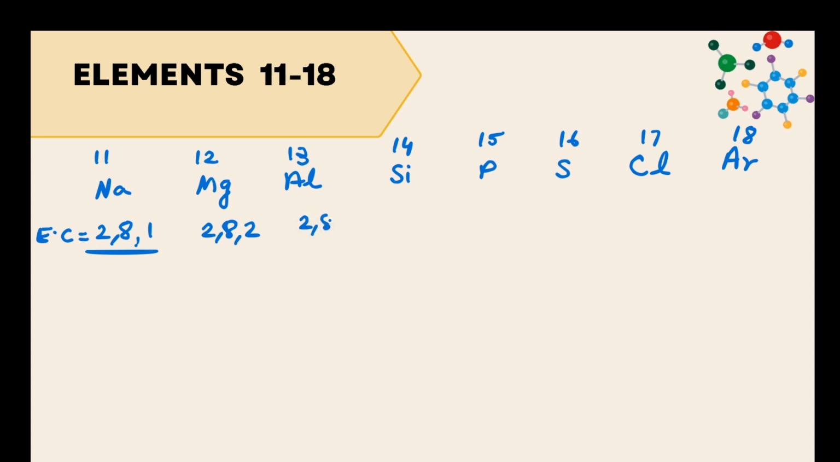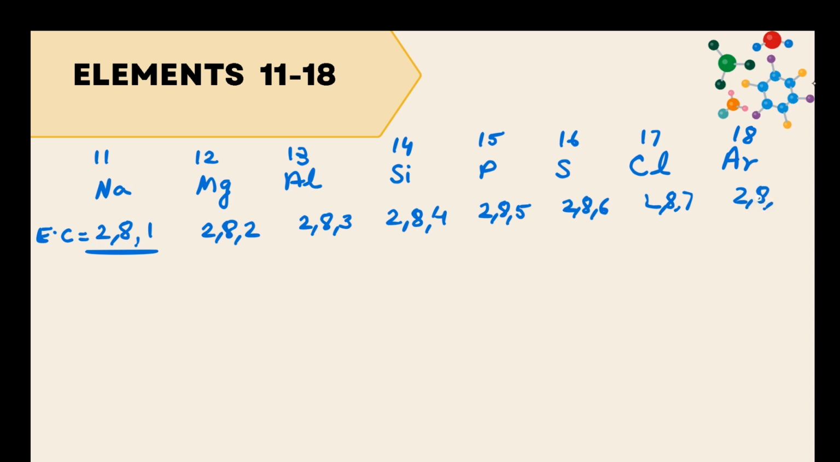Aluminium will be 2 8 3, silicon again 2 8, 8 and 2 is 10, so remaining 4 electrons in the third shell. Phosphorus will be 2 8 5, sulfur will be 2 8 6, chlorine will be 2 8 7 and argon will be 2 8 and 8 plus 2, 10.